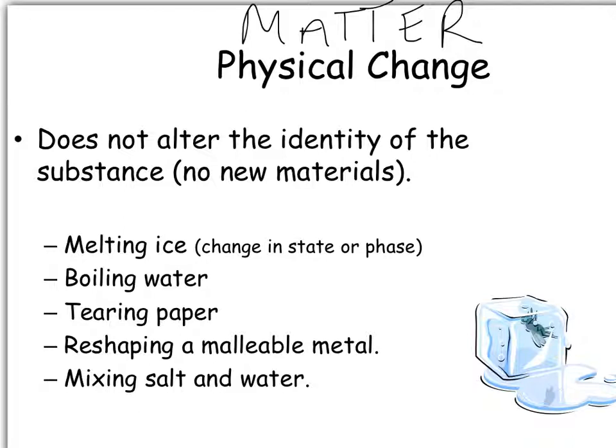Okay? But I just want you to know the difference between a physical change and a chemical change. So a physical change is something where the substance stays whatever substance it is. It may change shape, it may change whether it's a liquid or a gas, but it's still whatever it was. Okay, so examples like melting ice.